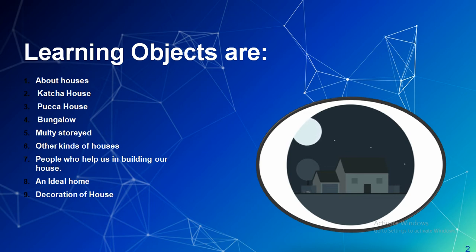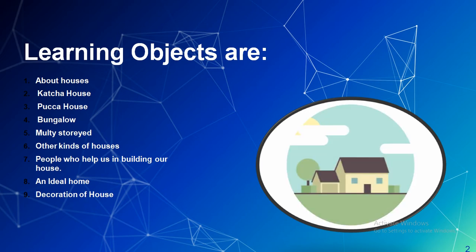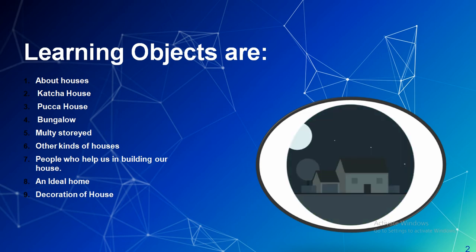Then the seventh one we will learn is about the people who help us in building our houses. When we build our house, we don't work there, isn't it? There are some workers who come and build the house. So who are those helpers who help us build a house, we learn about them. Then the eighth one is an ideal home, what type of home is an ideal home. These things we will learn from this lesson.